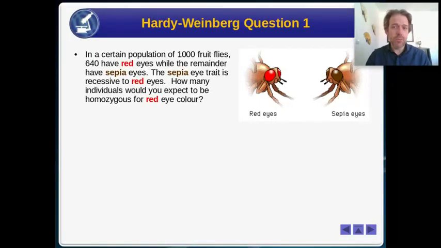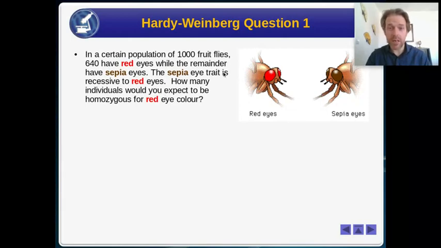Here we've got a slightly different way that they can present the information to you. We've got our fruit flies, a population of 1,000 fruit flies. 640 have red eyes, while the remainder have sepia. The sepia eye trait is recessive to the red. So how many individuals do you expect to be homozygous for the red eye colour? Well, first of all, we need to identify our homozygous recessive population. Here, they have not counted it for us. They haven't counted the recessive.